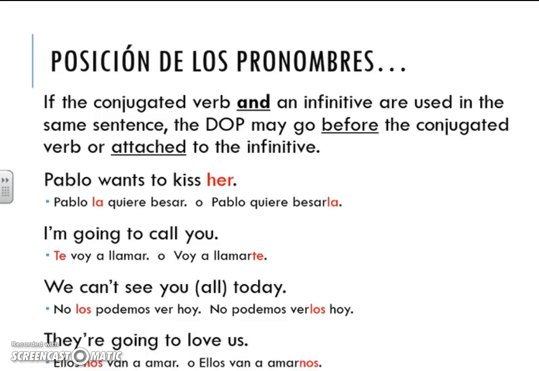One more example is they're going to love us. So "ellos nos van a amar." Us is the direct object. They're going to love who? Us. So "ellos nos van a amar" or "ellos van a amarnos."